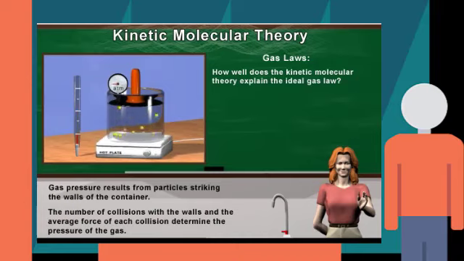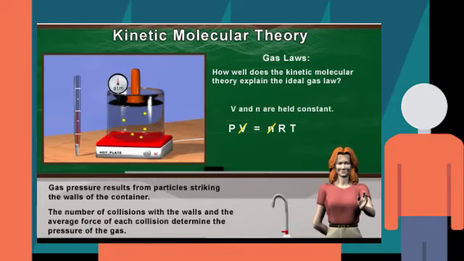Increasing the temperature causes the average kinetic energy to increase, causing both the number of collisions and the average force per collision to increase. Therefore, when the number of moles of the gas and its volume are held constant, an increase in temperature causes the pressure to increase. The kinetic molecular theory, agreeing with the ideal gas law, states that temperature and pressure are proportional.